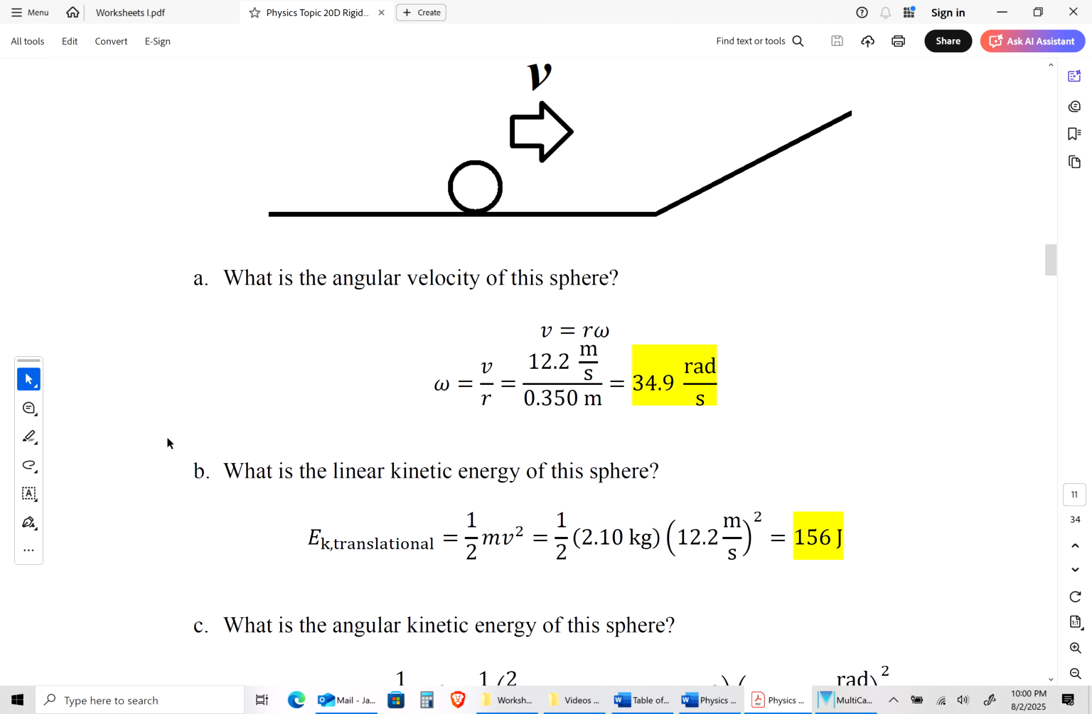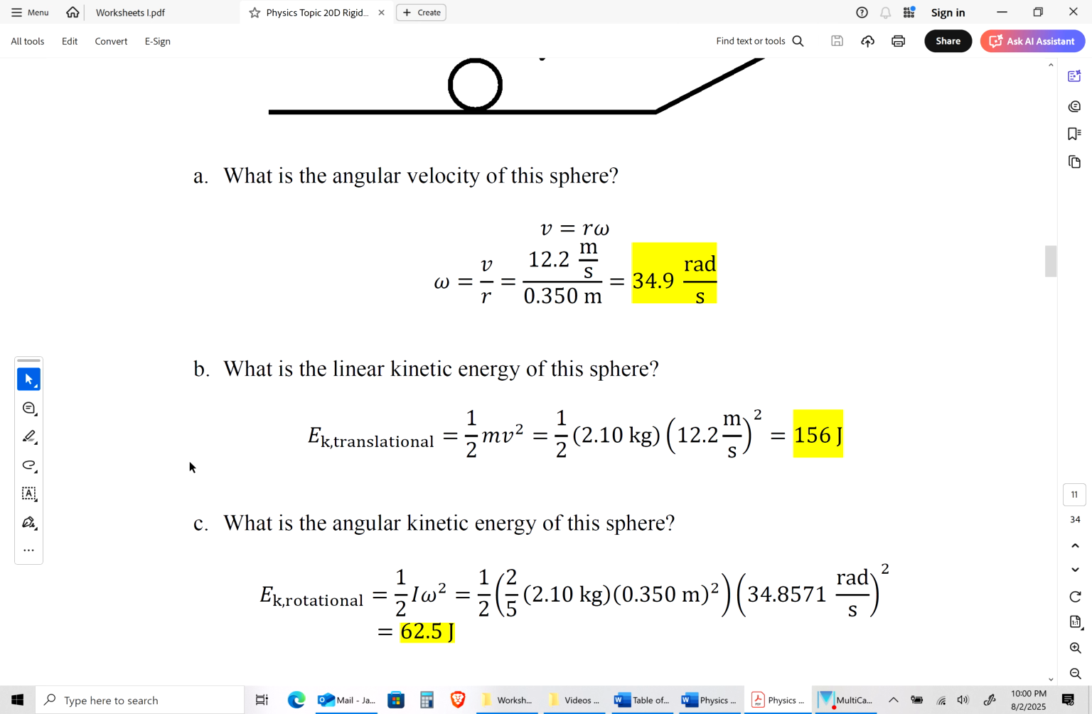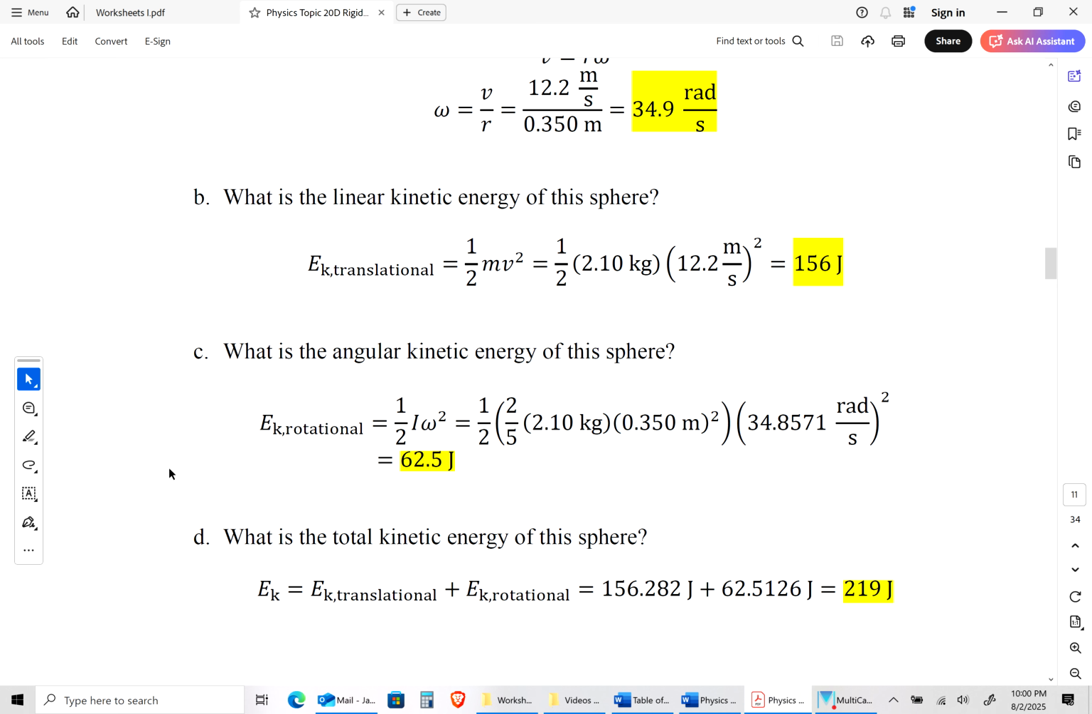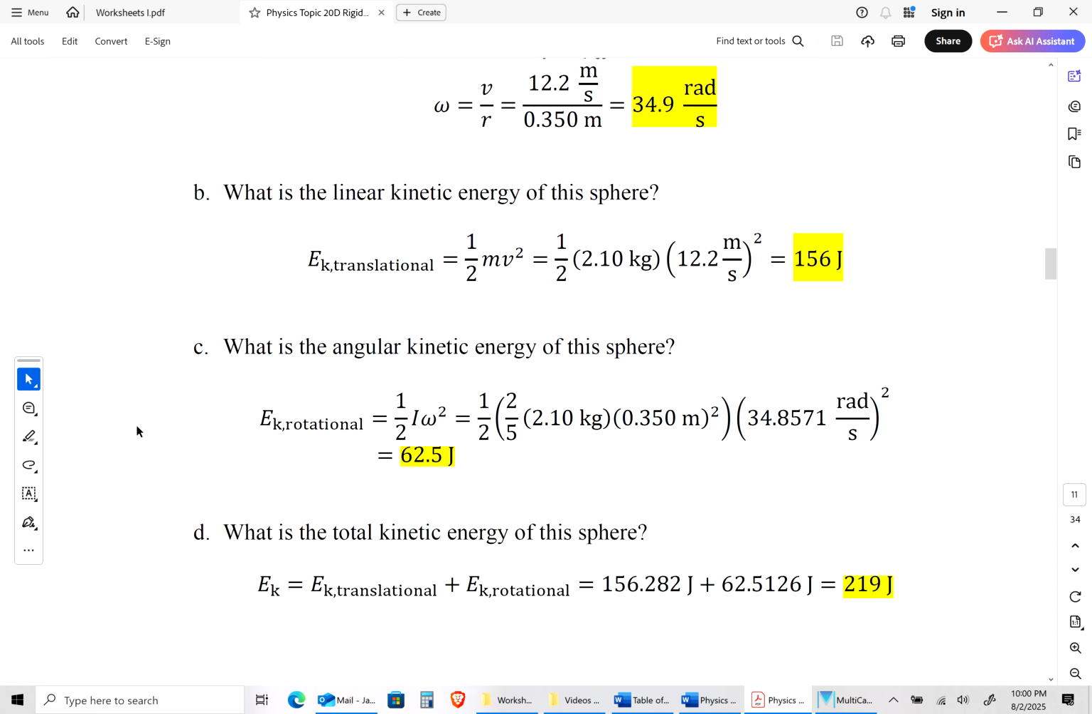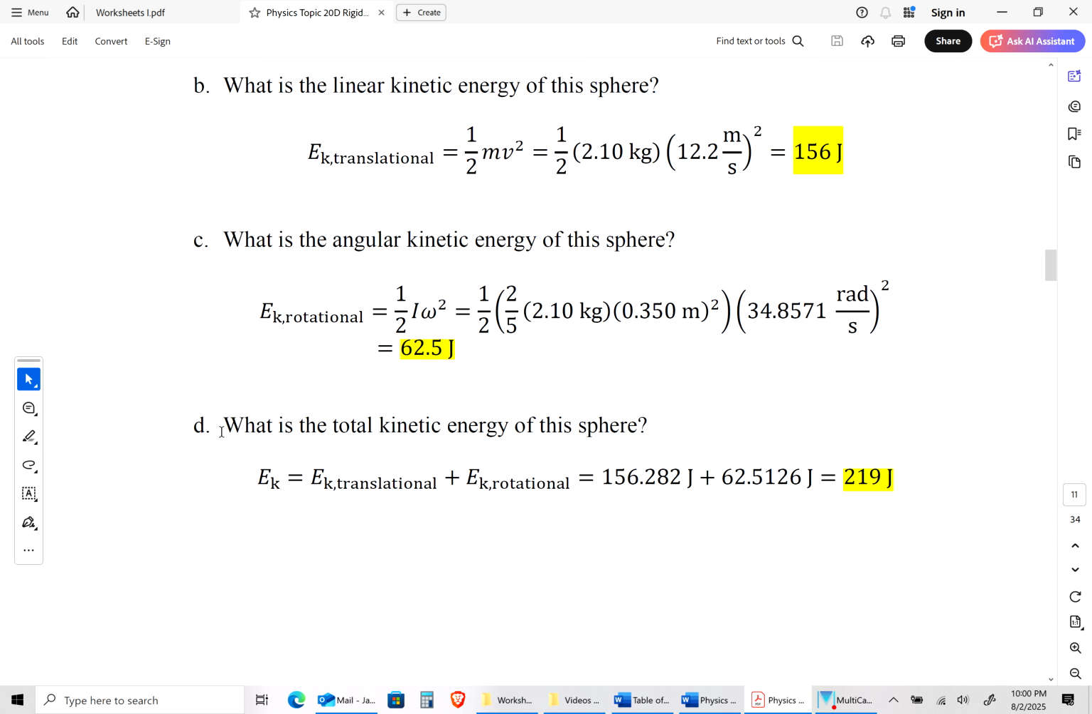Part B, what is the linear kinetic energy of the sphere? We're going to use 1/2 mv squared. Part C, what is the angular kinetic energy of the sphere? 1/2 I omega squared. Part D, what is the total kinetic energy of the sphere? We're going to do parts B and part C, which is a translational kinetic energy, also known as linear, plus rotational kinetic energy, also known as angular kinetic energy.